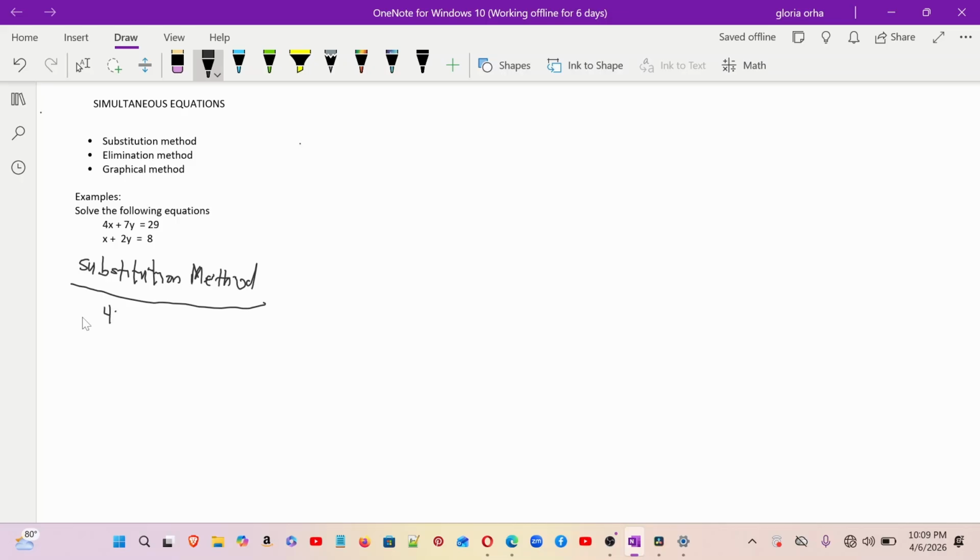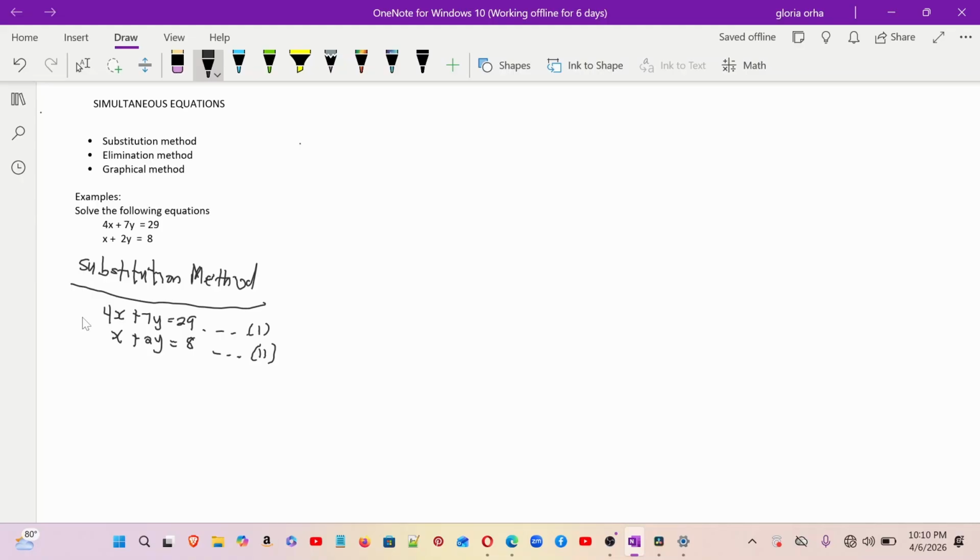So let's bring down the equations. 4x plus 7y equal to 29. x plus 2y equal to 8. This is equation 1 and this is equation 2. So we are looking at the substitution method.